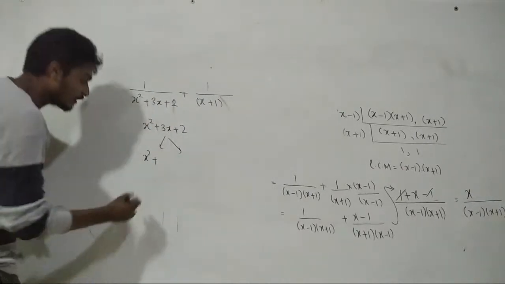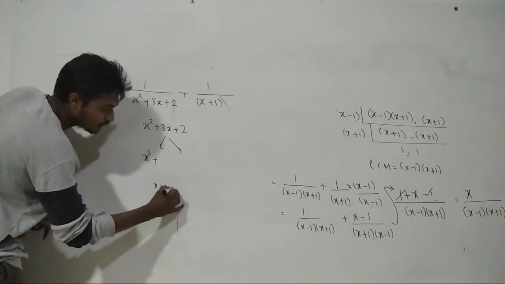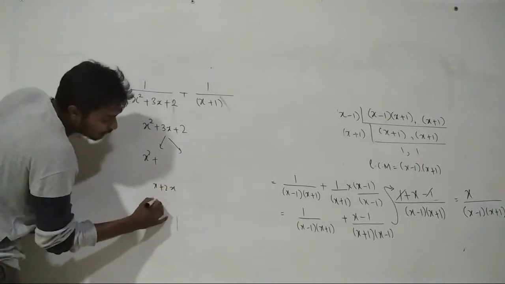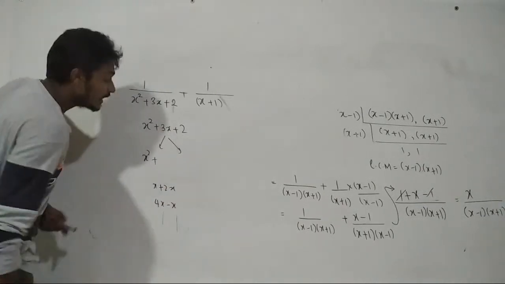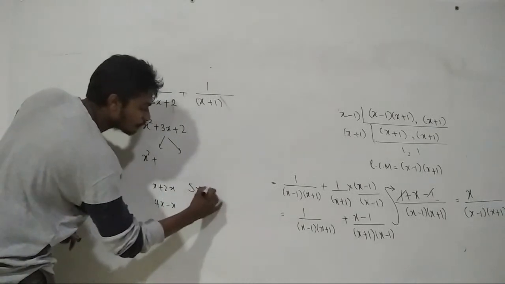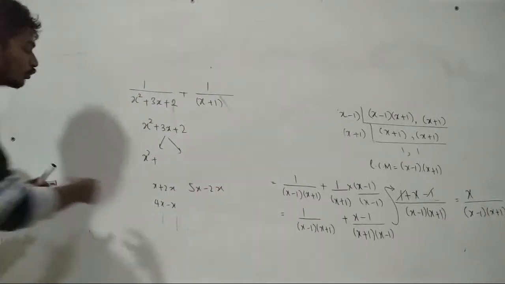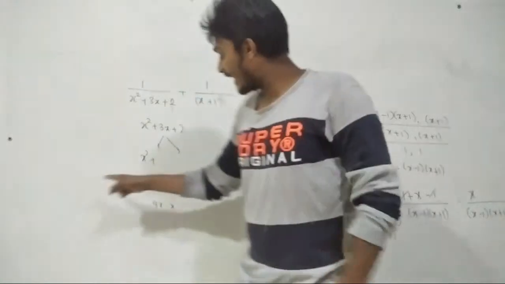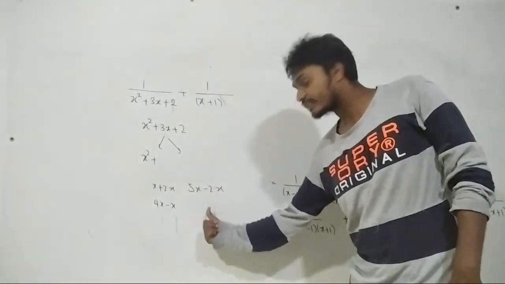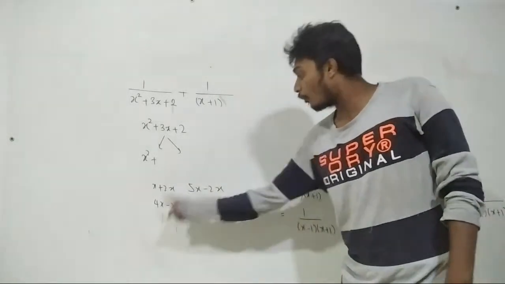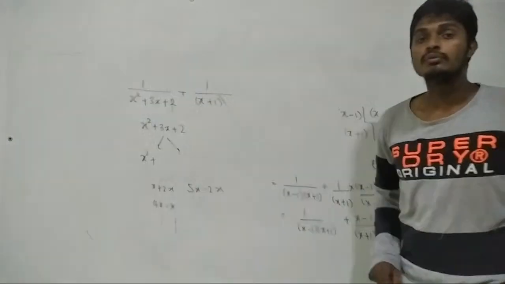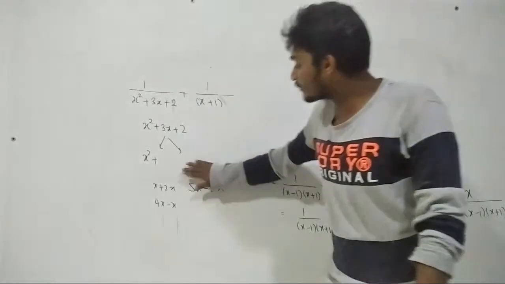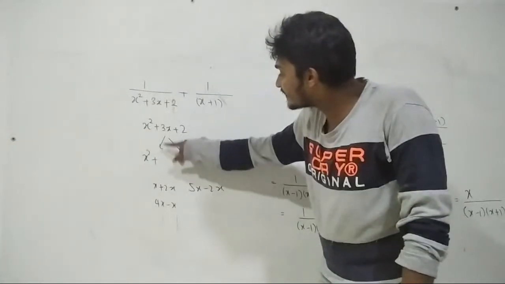For example, it's like x plus 2x. Another example that we can have is 4x minus x. Another example that we can have is 5x minus 2x. Now look at this, students. x plus 2x will give you 3x. 5x minus 2x will also give you 3x. 4x minus x will also give you 3x. Right? So guys, we have to break this appropriately.